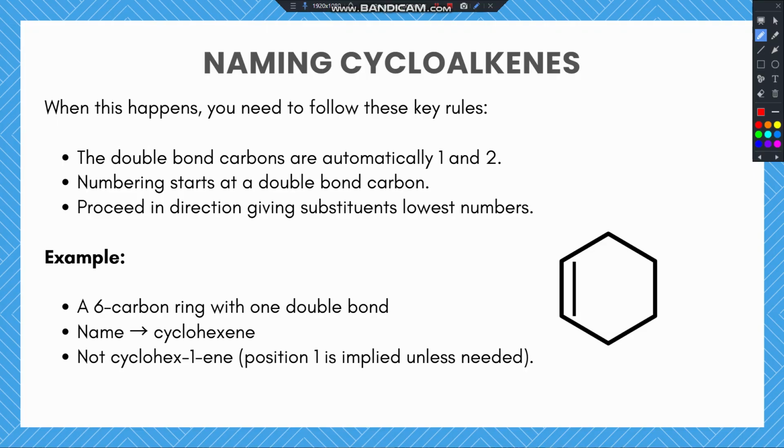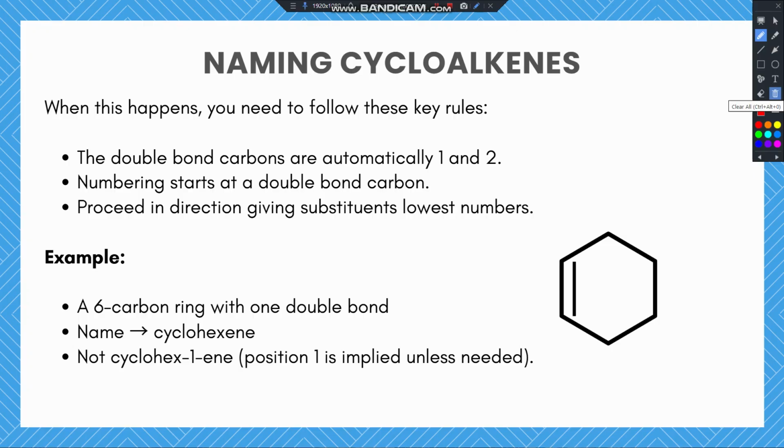The next thing we have is naming cycloalkenes, that is cyclic compounds that contain a double bond. Now, when a cyclic compound contains a double bond, there are key rules you need to follow. The double bond carbons will automatically become carbon number one and carbon number two. Look at this structure over here. There is a double bond. It simply means the carbon atoms carrying the double bond become 1 and 2 if you are counting in the clockwise direction. But if you're counting in the anti-clockwise direction, like this, then these will become 1 and 2. That is for cyclo compounds that contain double bonds.